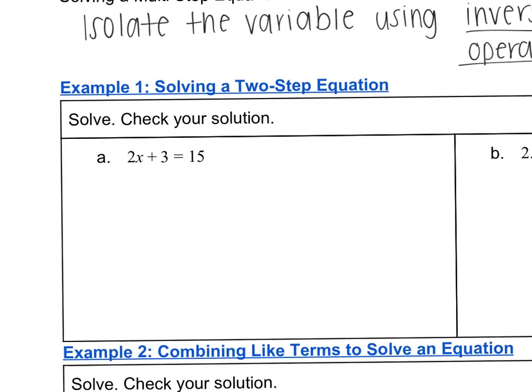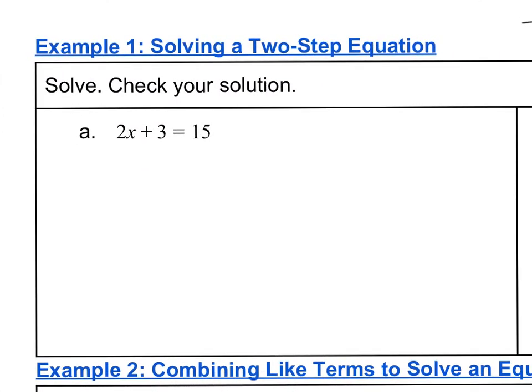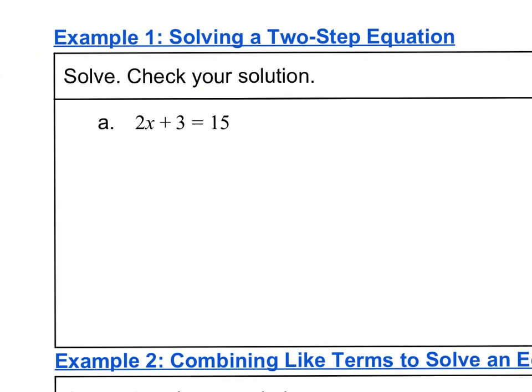Take a look at our first example. 2x plus 3 equals 15. I'm going to first identify where the variable is, right here, x. I need to get that x by itself. In order to do that, I'm going to work outside in, okay? I'm going to undo whatever's farther away from the x. In this case, right off the bat, I'm multiplying by 2. Then I would add 3. So I'm going to undo the plus 3 first. So I'll undo the plus 3. To undo the plus 3, that means I have to subtract 3.